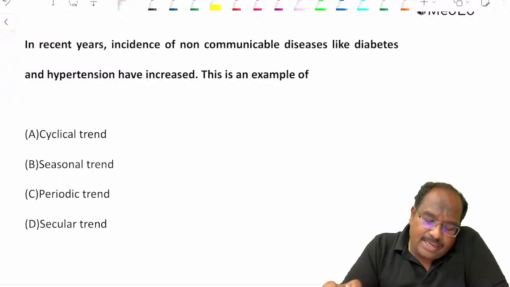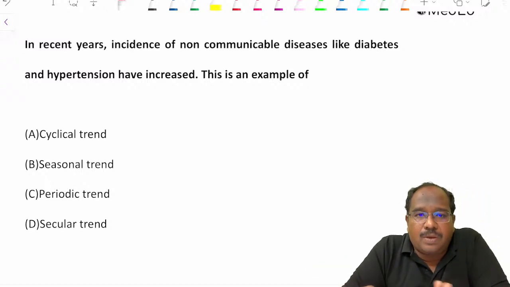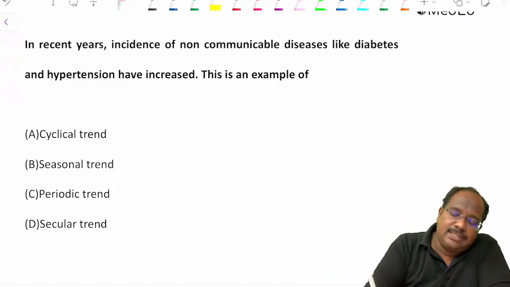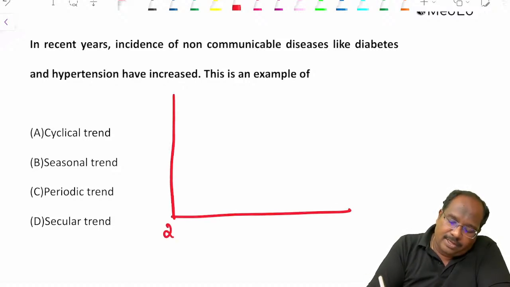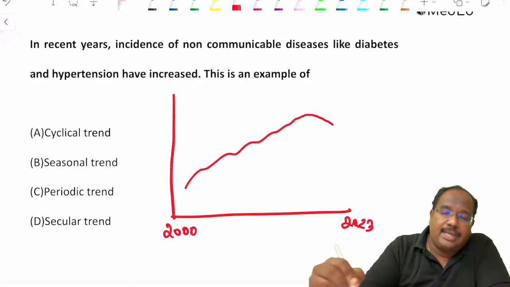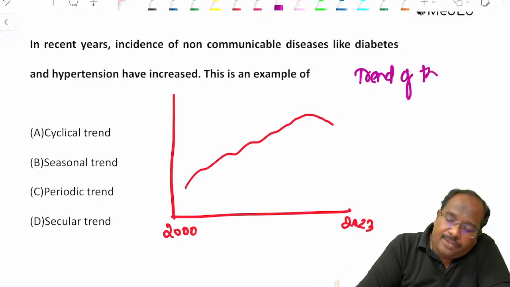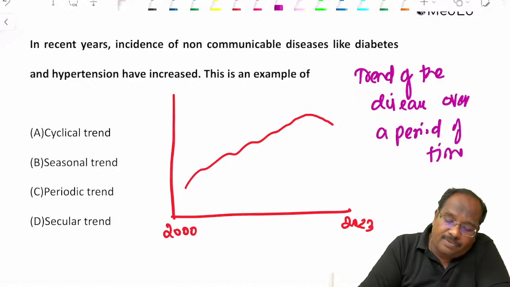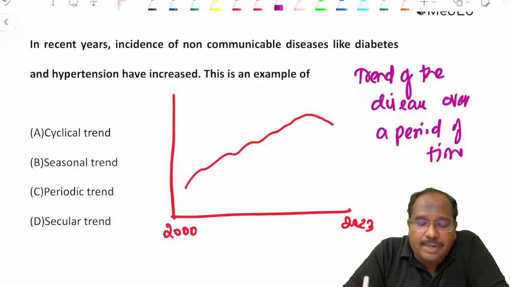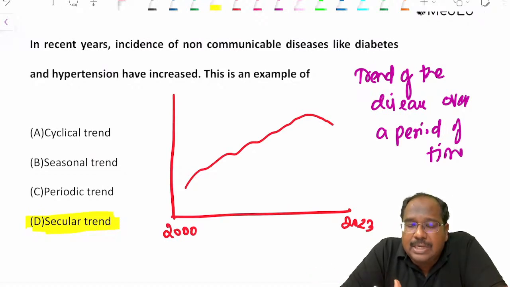Next question. In recent years, the incidence of non-communicable diseases like diabetes and hypertension has increased. This is an example of what? Suppose from 2000 to 2023, diabetes cases are gradually increasing. This is a trend of the disease over a period of time. Is it seasonal? Is it cyclical? No, this is a long-term trend. The answer is secular trends. Non-communicable diseases are increasing, while communicable diseases are decreasing.